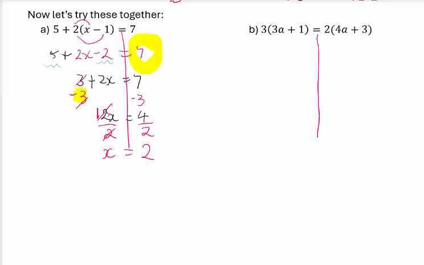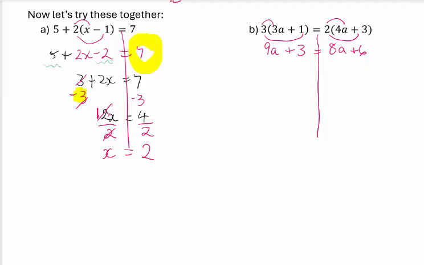This one, expand your brackets first. So the first step is expand your brackets. 3 times 3a is 9a. 3 times 1 is 3. 2 times 4a is 8a. 2 times 3 is 6. This looks very familiar, doesn't it? This is the same problem that we did before.